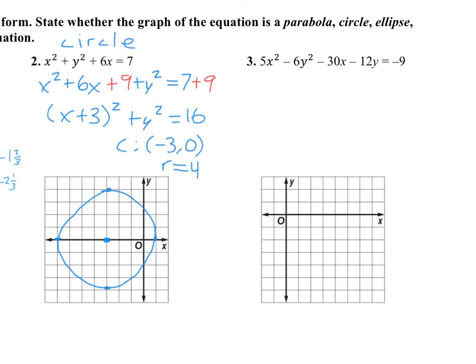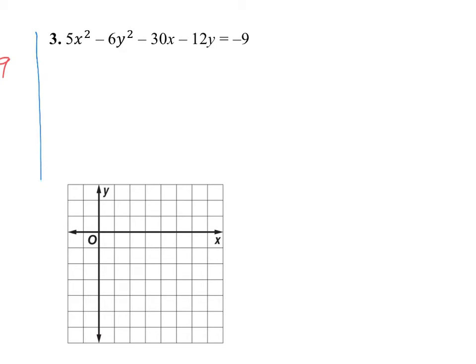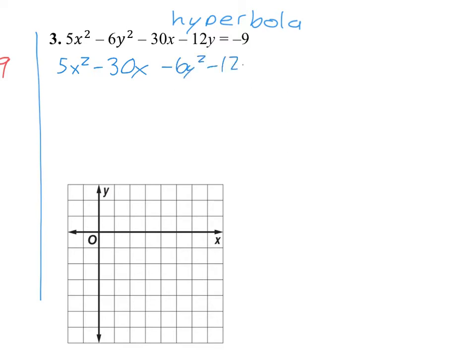Okay, for number 3, because there is subtraction between the two squared terms, I know this is a hyperbola, so let me identify that first. This is a hyperbola because the x squared and the y squared have opposite signs. Now we have to put the equation in standard form. So I'm going to put the x's together first, then put the y's next to each other. The constant can stay on the other side by itself.